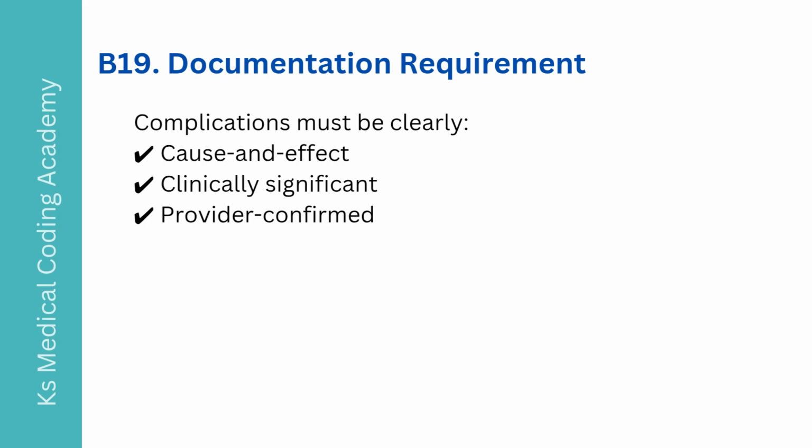Documentation requirement. For a complication code to be assigned, documentation must clearly show: a cause and effect relationship; that the condition is clinically significant; and that the provider identifies it as a complication. Without this documentation, the complication code must not be used.